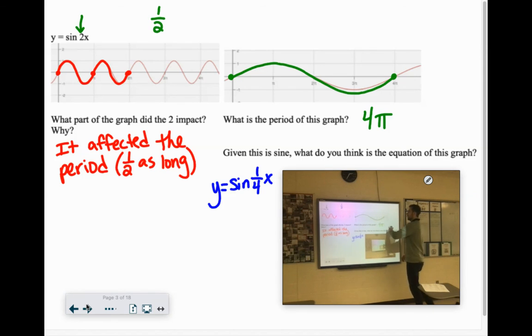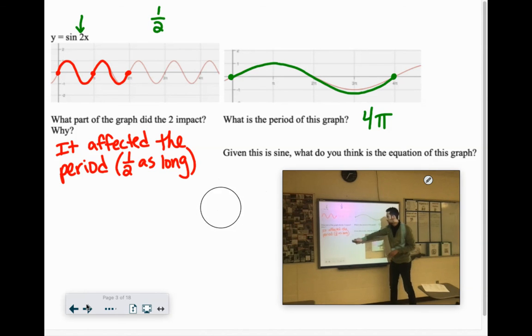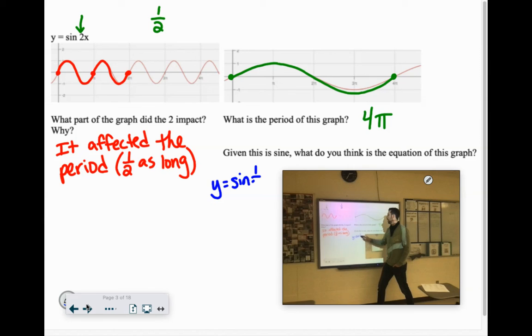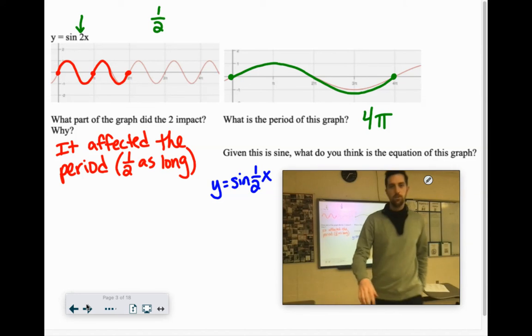Oh, actually, it was only 2 times as long because a typical sine period is 2 pi. So this is only twice as long. So we'll say y equals sine of 1/2 x. Cool. Let's get into those cosines.